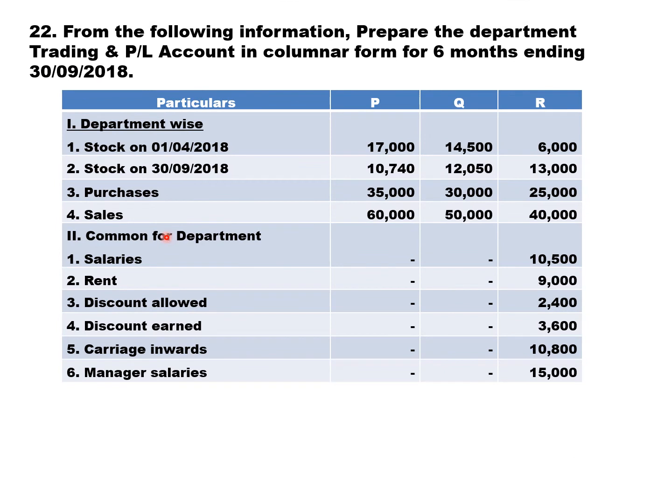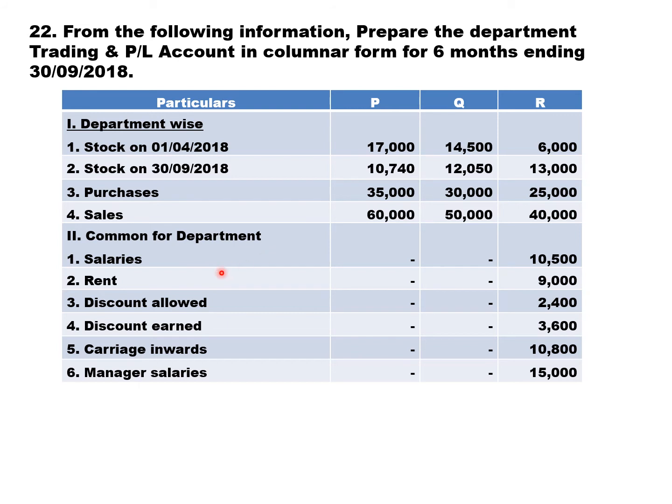So this is the 22nd question, students, which we need to look into. From the following information, prepare departmental trading and PL account in columnar form for 6 months ending September 2018. So we have three departments, students: P, Q, and R. Stock on 1/4/18 is called opening stock. Stock on 30/9/18 is called closing stock. Purchases will come in trading account. Sales will come in trading account.